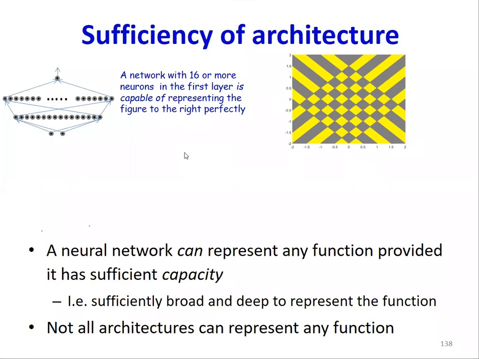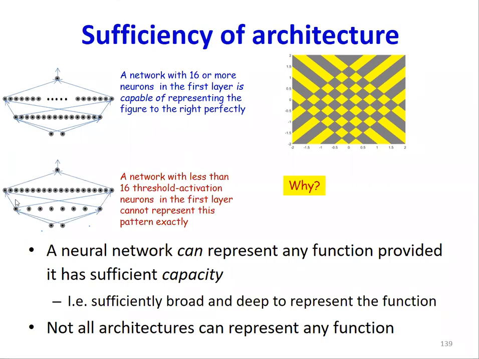But then what would happen if I decided to use only 8 neurons in the first layer? Can I compensate for that? I'm going to have 8, I'm assuming, threshold activation neurons. So if I have 8 threshold activation neurons in the first layer, how many of you think I can compensate for that by increasing the number of neurons in the second layer to say infinity? Raise your hand if you think I can compensate for it.